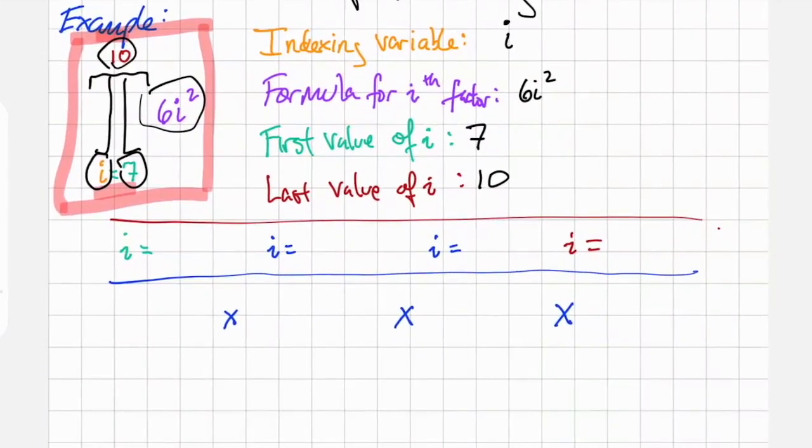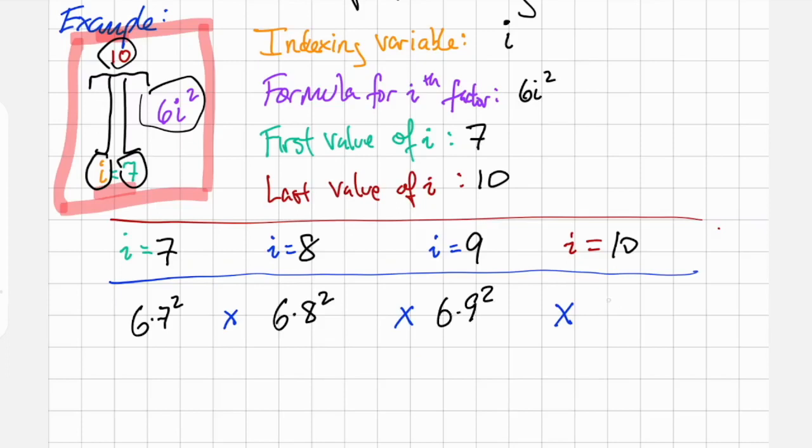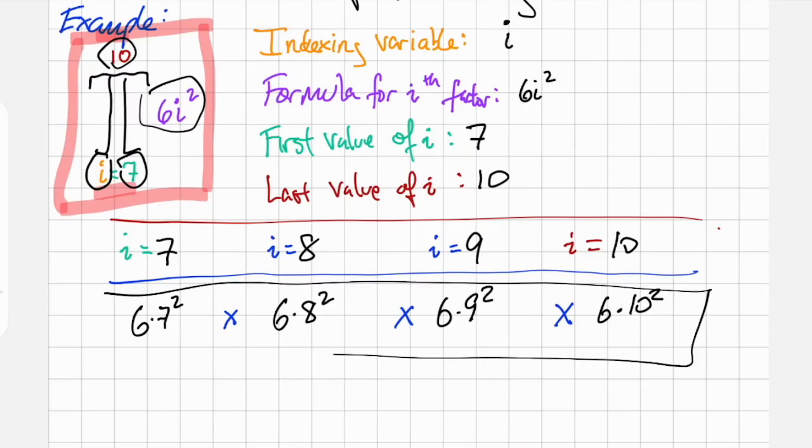And so if we want to write this out, we see that i starts out at 7, goes up to 10. We see that the first factor is 6 times 7 squared. The second factor is 6 times 8 squared. The third factor is 6 times 9 squared. And the last factor is 6 times 10 squared. And so this expression, in terms of multiplications, corresponds to this product notation.